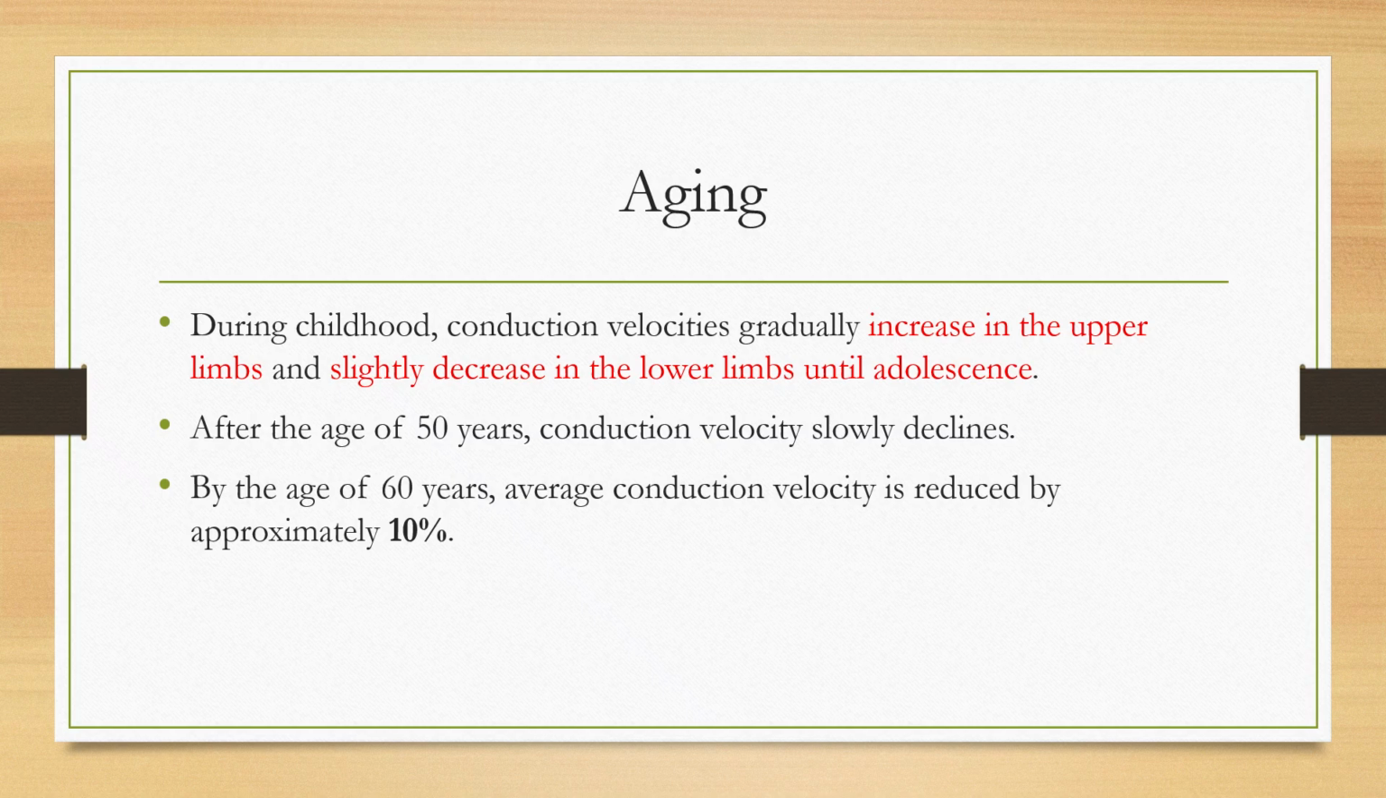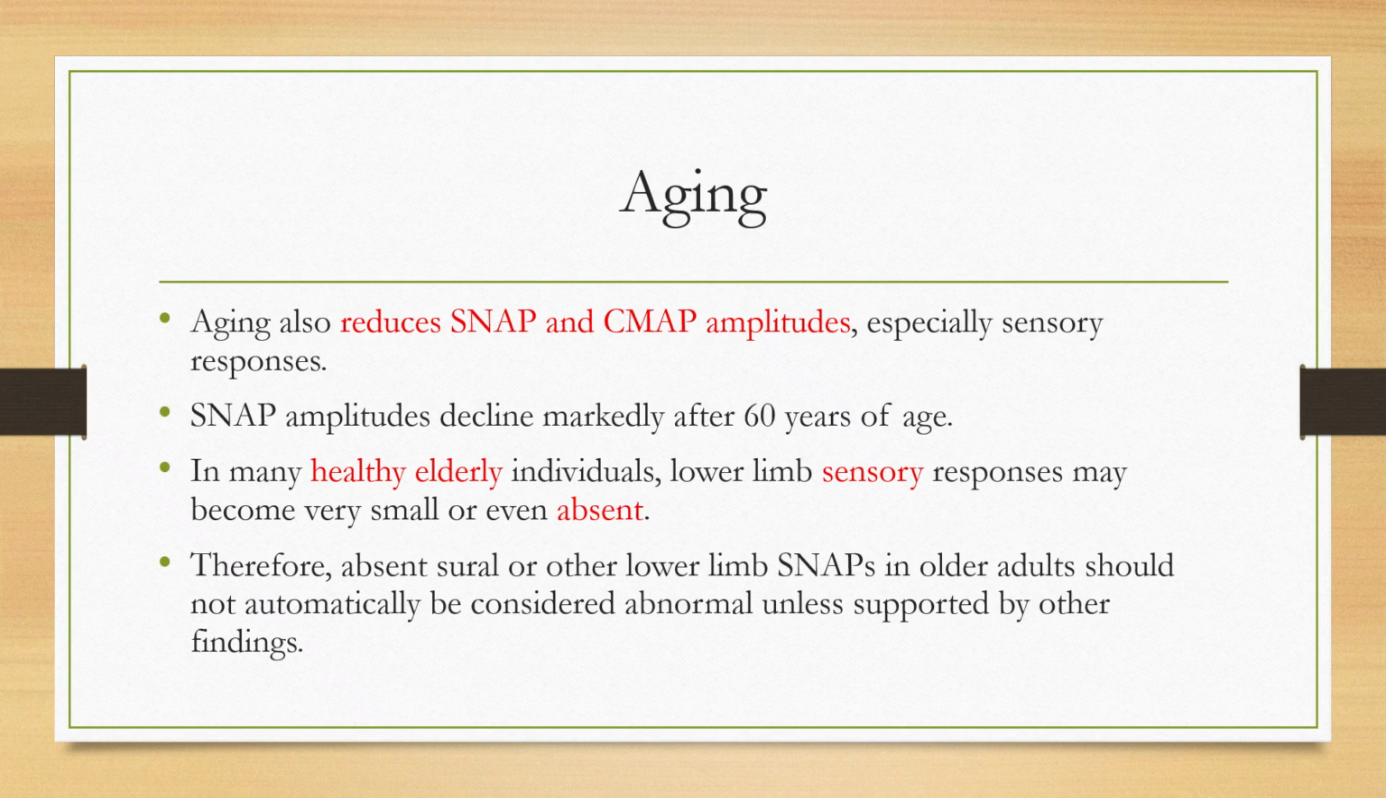After the age of 50 years, conduction velocities slowly decline. By the age of 60 years, average conduction velocity is reduced by approximately 10%. Aging also reduces SNAP and CMAP amplitudes, especially sensory responses. SNAP amplitudes decline markedly after 60 years of age. In many healthy elderly individuals, lower limb sensory responses may become very small or even absent. Therefore, an absent sural or other lower limb SNAP in older adults should not automatically be considered abnormal unless supported by other findings.